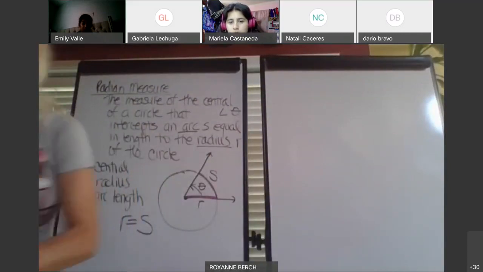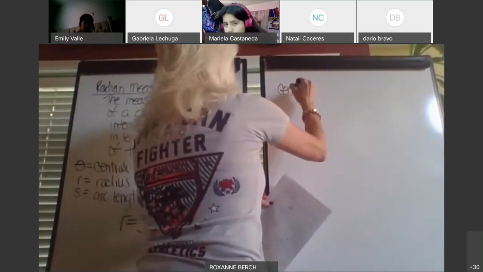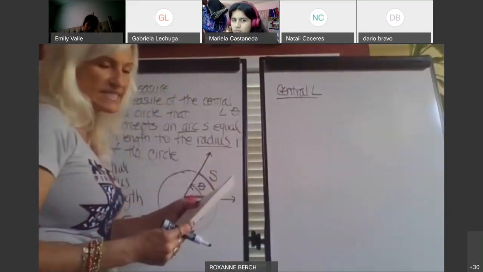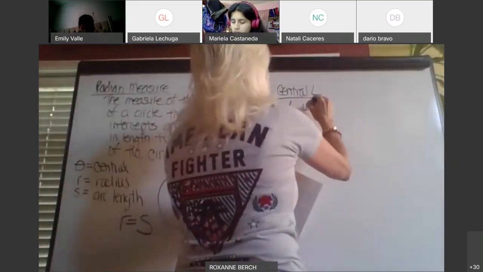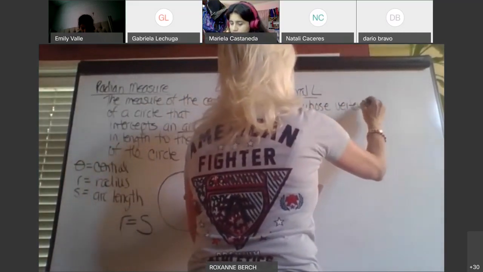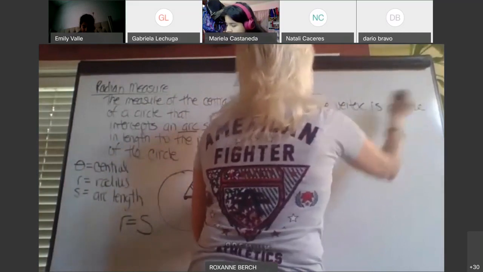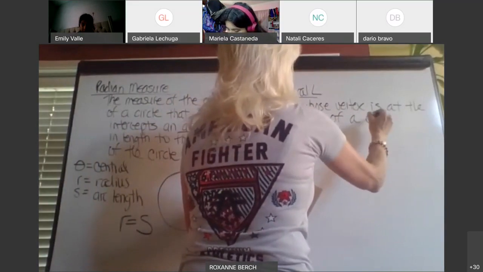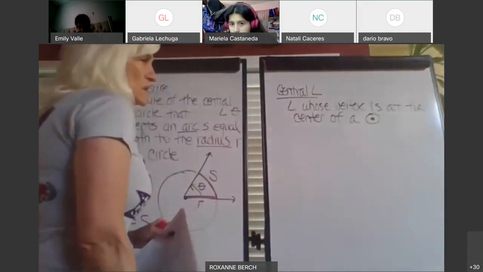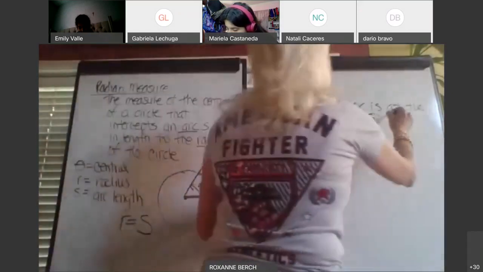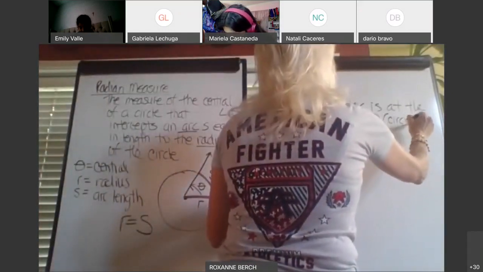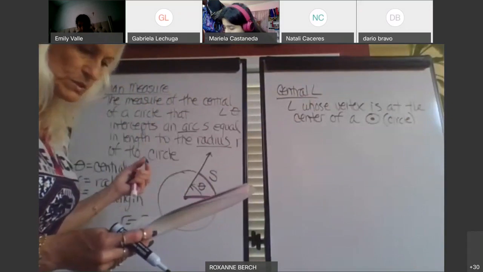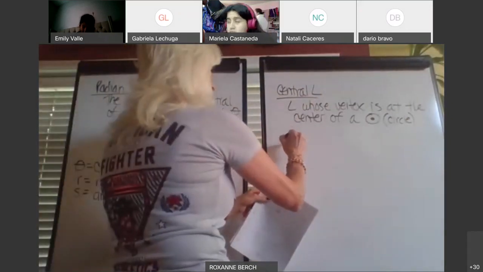So what's the definition of a central angle? A central angle is an angle whose vertex is at the center of a circle. I'm going to start using this notation to mean circle. You should have seen that in geometry, but sometimes I'm going to use that, so I'm just letting you know. I'm going to use that to mean an angle, and that notation to mean a circle.